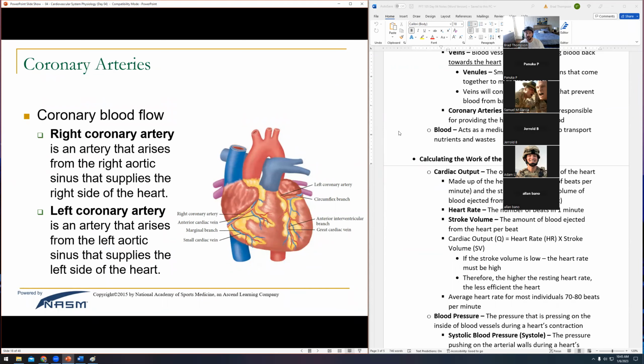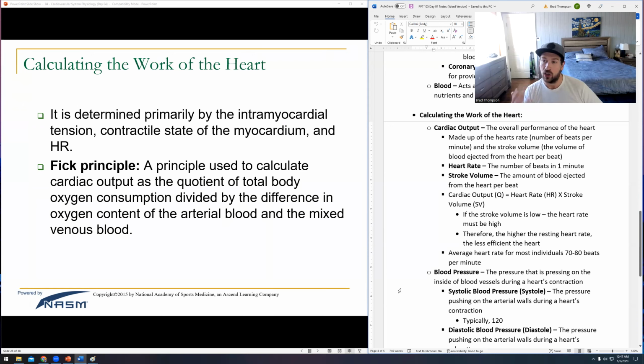So here's the principle that we need to understand. They call this the Fick principle. It's a principle used to calculate your overall cardiac output. So this is the quotient of how much blood is basically being delivered every time. So again, if my heart delivers 10 units of blood every time it beats, and it beats 60 times in a minute, 10 times 60, that's going to be 600 units of blood per minute. If my heart was delivering 20 units of blood and it still beat 60 times in a minute, then I would be delivering 1200 units of blood per minute. So that's the overall quotient.